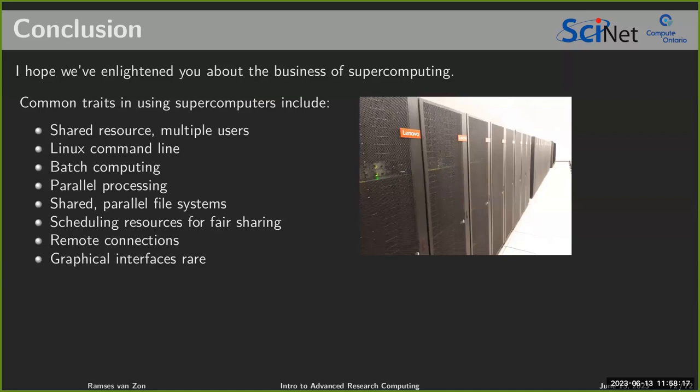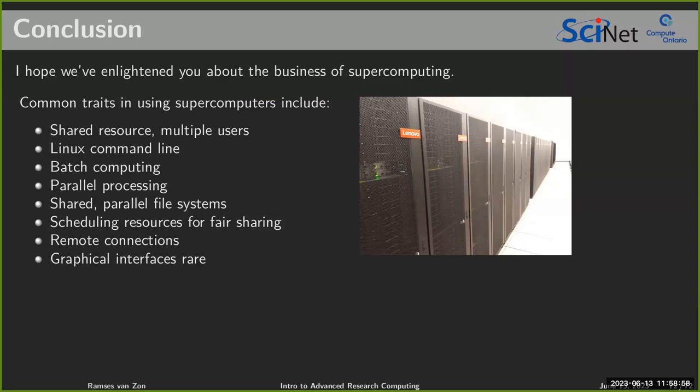Okay, so read those over on your own time if you want. They contain good tips, but they're not that essential to the introduction to ARC. What I hope you will take away from today's session is: supercomputers are shared resources. They have multiple users. You use them from the command line. They use batch computing, so that's what I mean by job scripts being submitted and then run by a scheduler. You should try to do parallel processing, otherwise they are not going to be faster than your own computer.